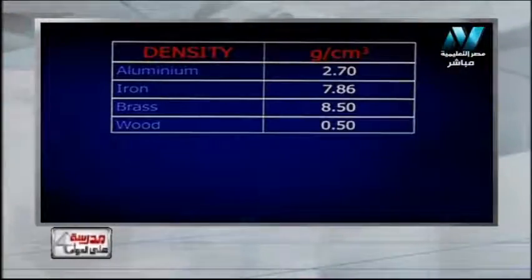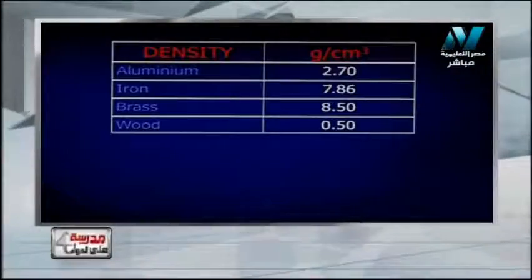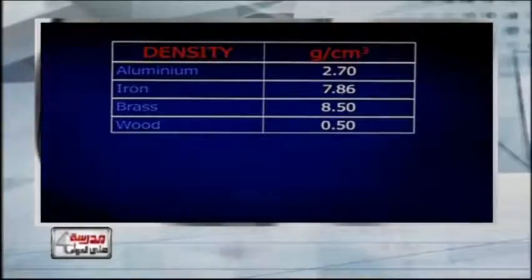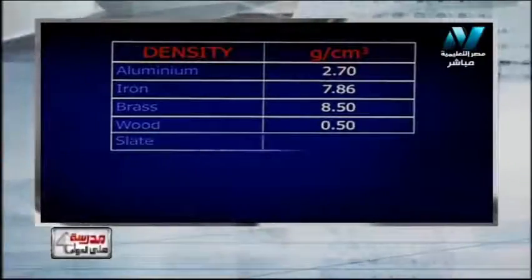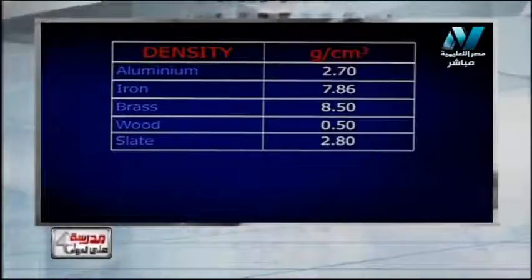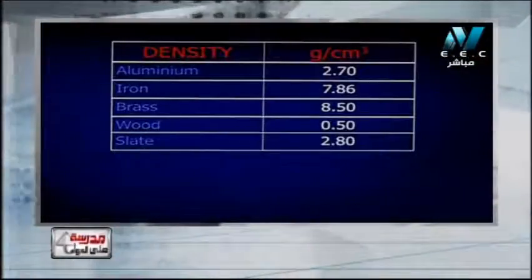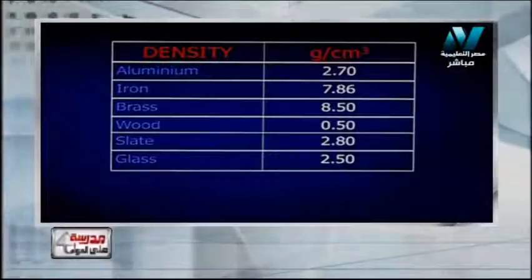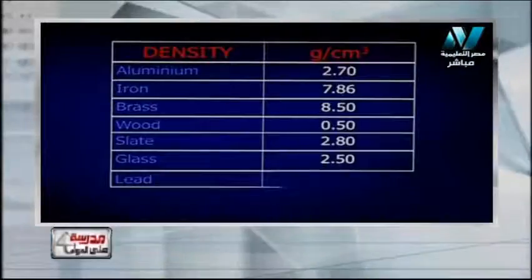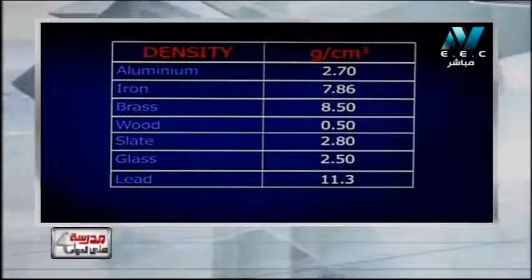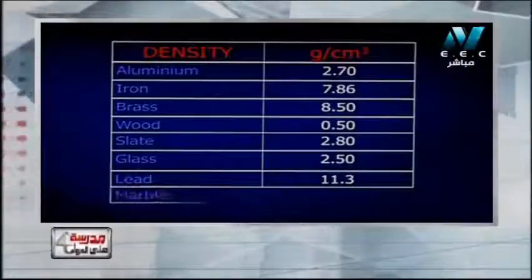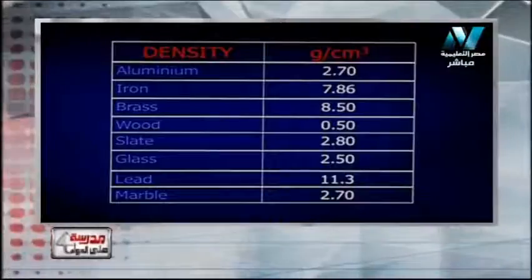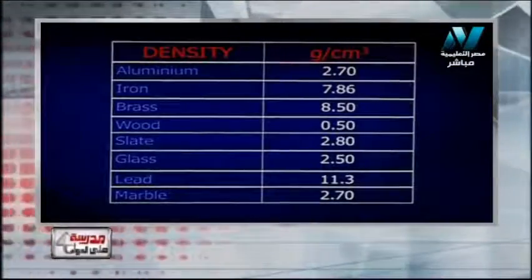wood الخشب 0.50 ده رقم صغير قوي اصغر من 1، 0.50 يبقى float on water. so I can write beside wood it will float on water. slate او الرخام نوع من الرخام 2.80 more than 1 it will sink in water. glass الازاز 2.50 sure it will sink in water. lead الرصاص 11.3 sure it will sink in water. marble الرخام 2.70 sure it will sink in water because it has density more than 1.